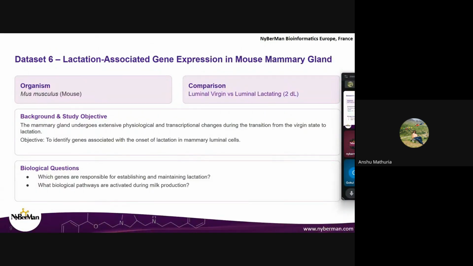What you have to identify here are those genes that are involved in maintaining lactation. When a mouse is lactating, there will be certain genes that are expressed, which is why they perform that function. But in a virgin mouse, those genes are going to be suppressed because there is no lactation happening. So you will be able to identify those genes in mouse that are involved in the lactation process.